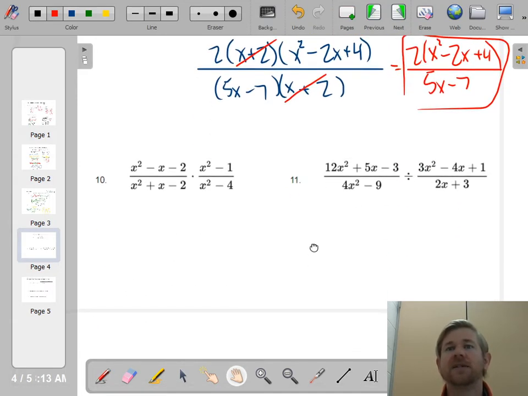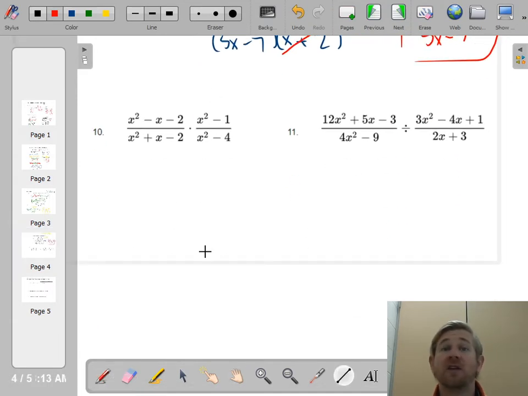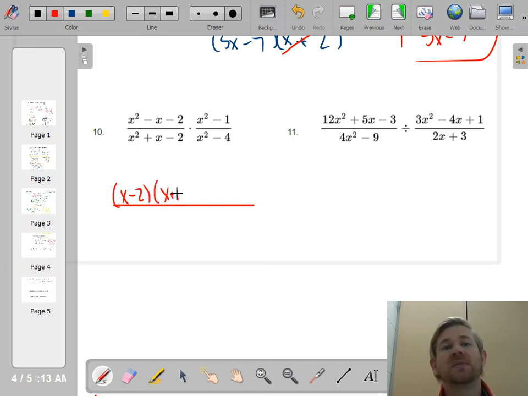Let's try another one. Number 10. Again, I'm doing all the factoring in my head. If you can't do the factoring in your head, work it out. If you can't work it out, you are in trouble. x minus 2, x plus 1. This is difference of squares, so the square root of x squared is x. The square root of 1 is 1. x plus 1, x minus 1. Here, that will be x plus 2, x minus 1.